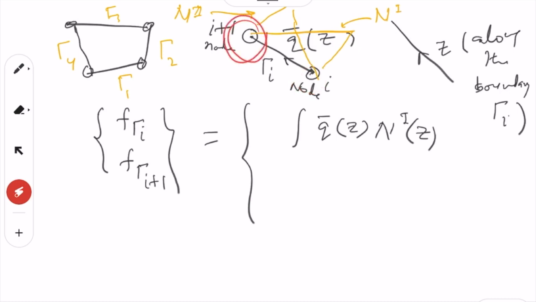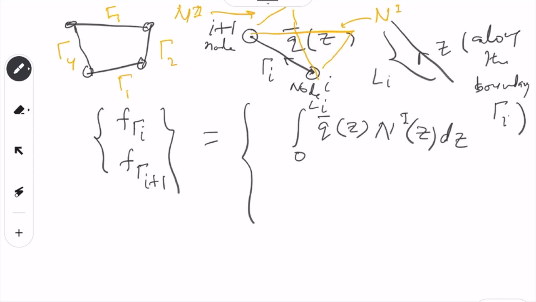I will explain what is the meaning of this. We call it dz, and we go from here to here, so 0 to length, the ith length. From here to here the total length is li. This will be the integral from 0 to li of Q bar Z N2 Z dz, like this.